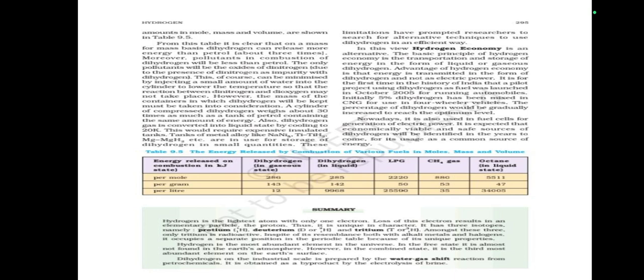In the free state, it is almost not found in the Earth's atmosphere. However, in the combined state, it is the third most abundant element on the Earth's surface. Hydrogen on the industrial scale is prepared by the water gas shift reaction from petrochemicals. It is also obtained as a byproduct of the electrolysis of brine.